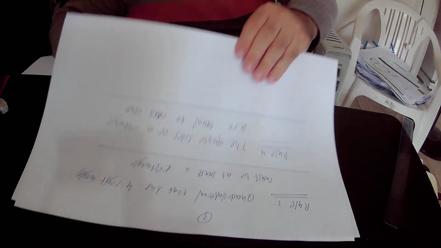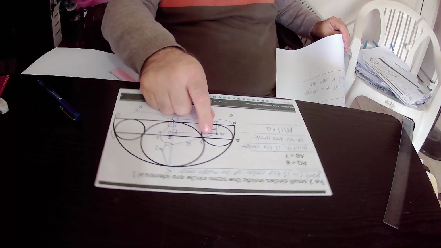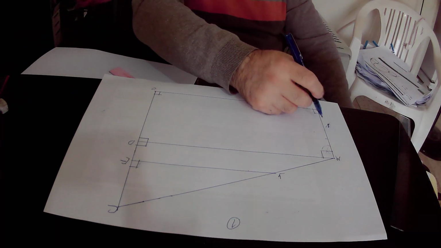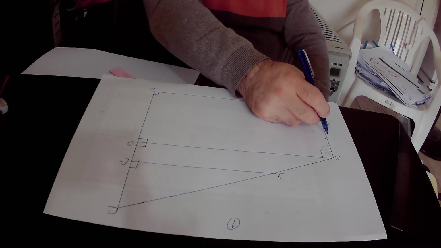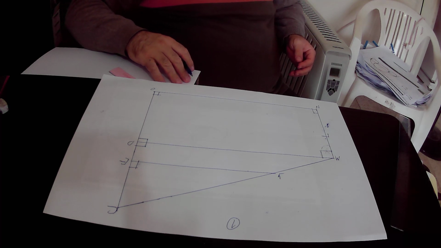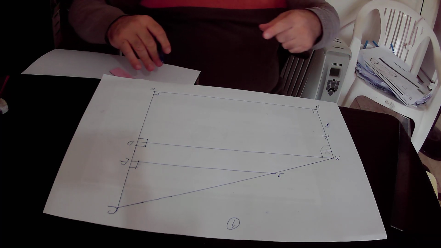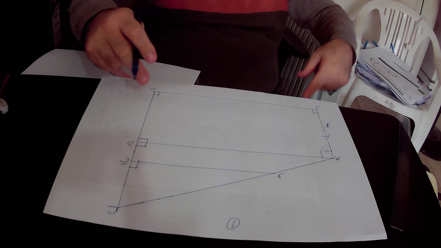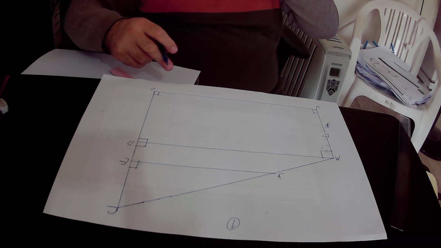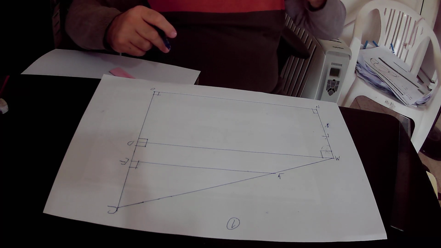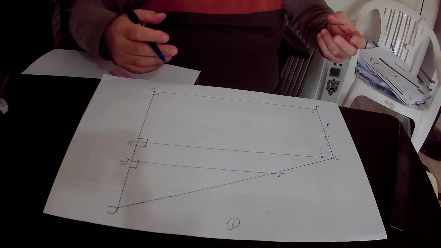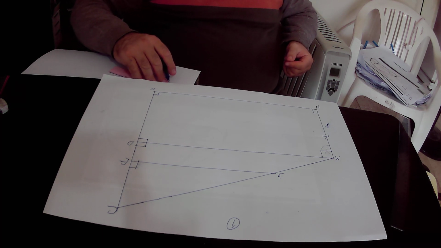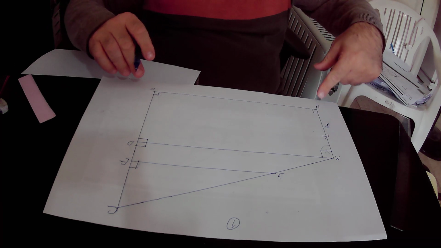So actually here, we know that MN, line segment MN, is the radius of this small circle. So here we can write down that MN, this line segment, is the radius of the small circle, that is to say it equals R. And we know that the opposite sides of a rectangle are equal to each other, and quadrilateral MNDO is at least a rectangle, therefore the opposite sides of a rectangle are equal to each other. It means that MN equals DO.